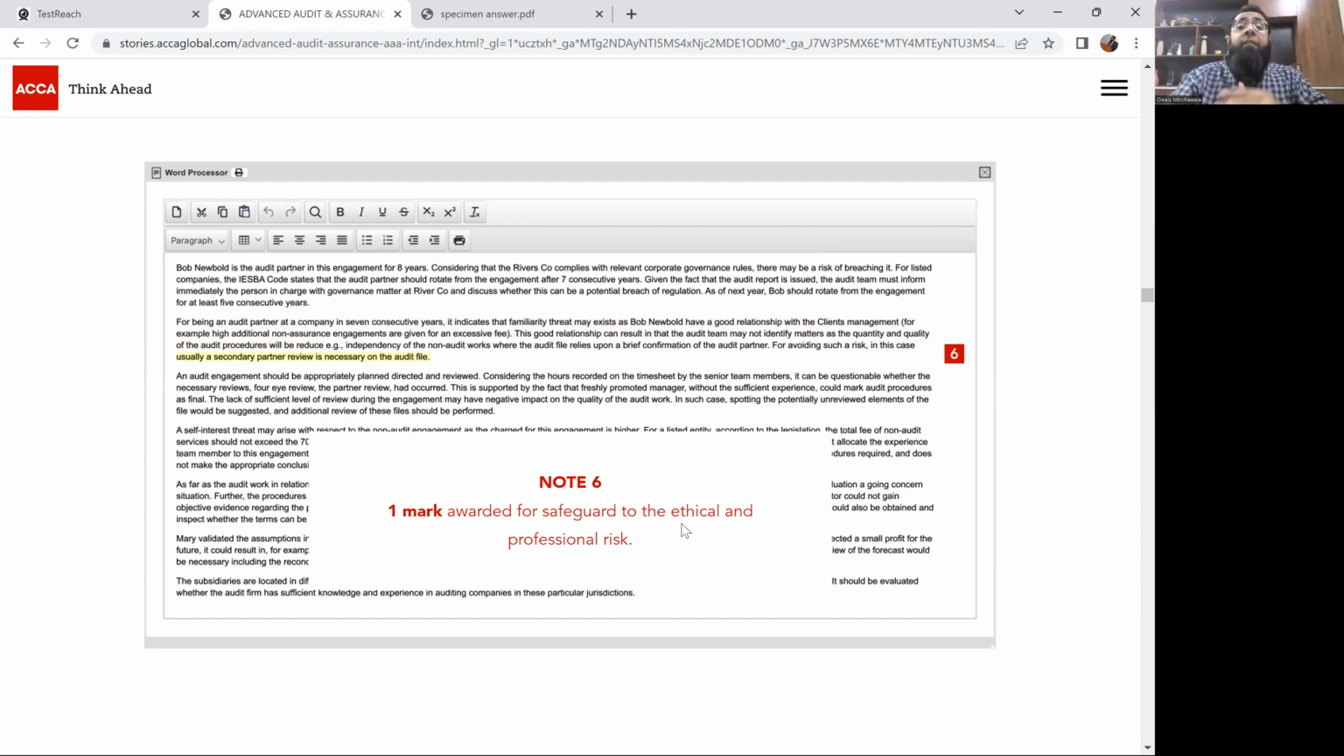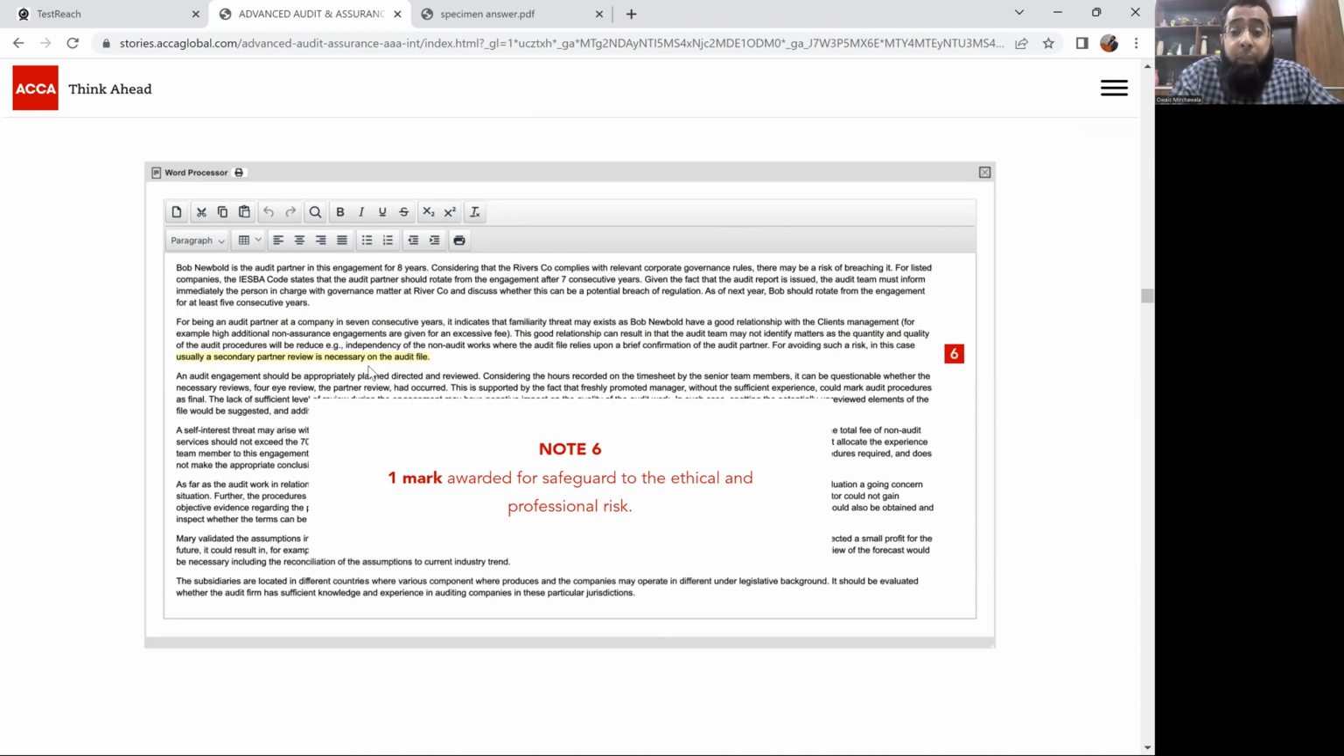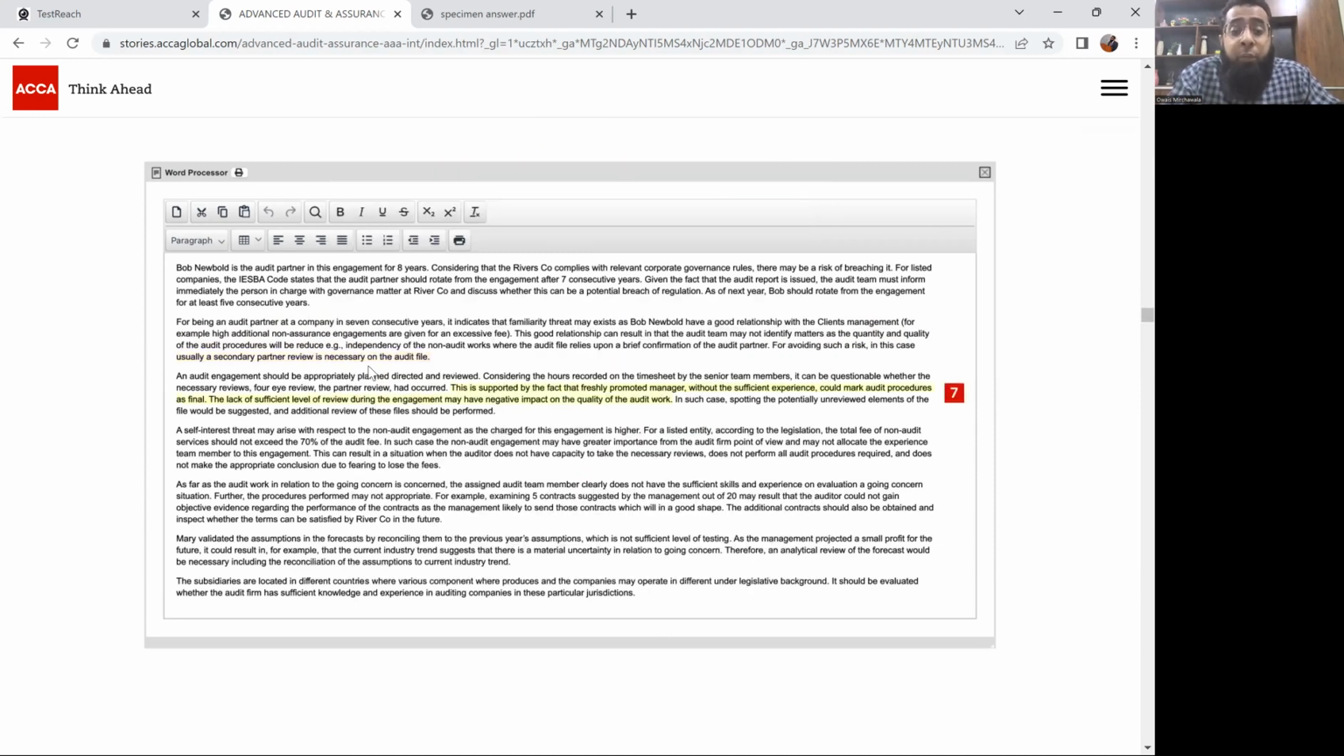That normally whenever there are such issues, we go for a second partner review. Okay. In this case, usually a second partner review is necessary on the audit file. But obviously the audit report has already been issued. So we identified that this was a quality issue, that no second partner review was done in this situation. Because normally in such situations of familiarity, a second partner review should have been done. Now, if you look at note number 7, now he's moving towards the next paragraph. So this one paragraph also enabled you 3 marks.